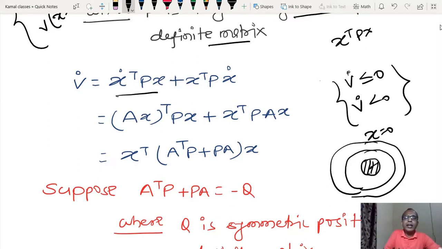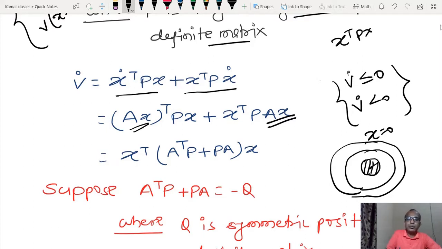Okay, for the moment I am not allowing any kind of input which depends on a state or time. Due to that reason I have just two terms, and now you can substitute x dot. You know that x dot is Ax, so I have substituted here, and similarly I have substituted here.